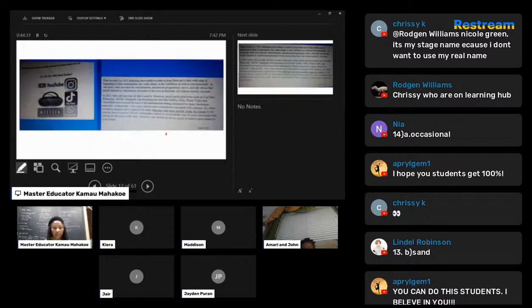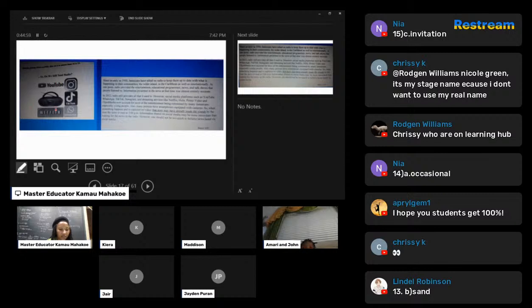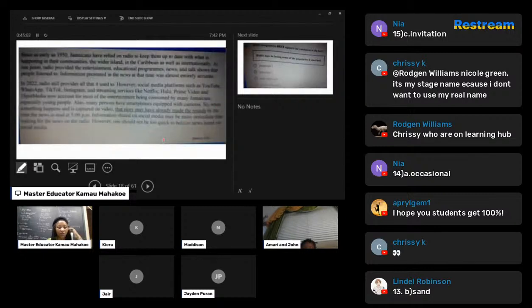All right. Amari. So I'm going to let you see the passage a little clearer. So look at the picture that goes with the passage. So we have Netflix, we have YouTube, Instagram, TikTok, WhatsApp, radio, right? See all of those symbols? Yes, miss. Can you read the passage, Amari, or you want me to read it? Miss, it's blurry for me. All right, so let me see what I can do.